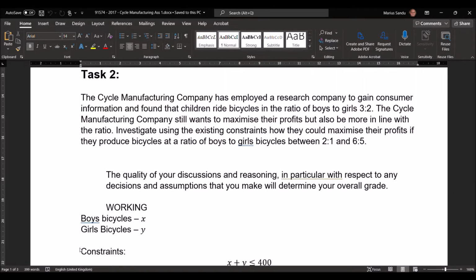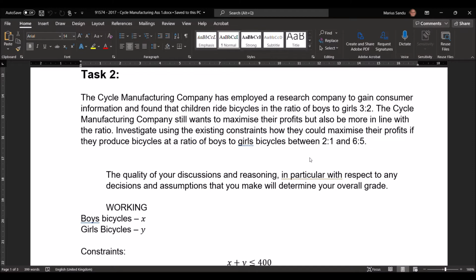All right. For task 2, the cycle manufacturing company has employed a research company to gain consumer information and found that children ride bicycles in the ratio of boys to girls of 3:2. The cycle manufacturing company still wants to maximize their profits, but also be more in line with the ratio. Investigate using the existing constraints how they could maximize their profits if they produce bicycles at a ratio of boys to girls bicycles between 2:1 and 6:5.